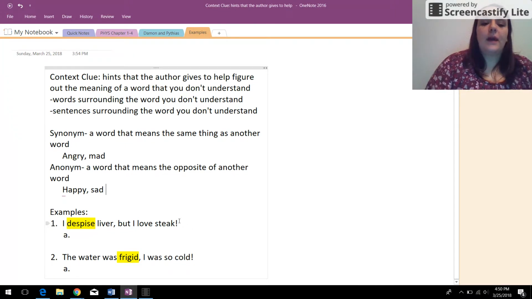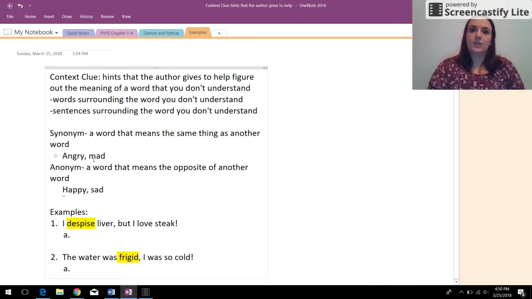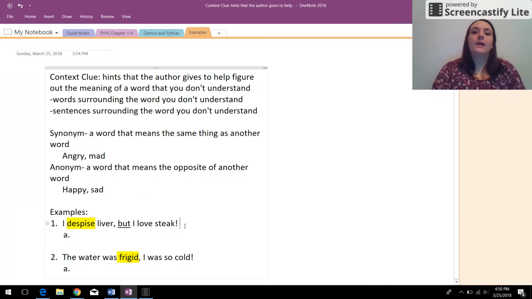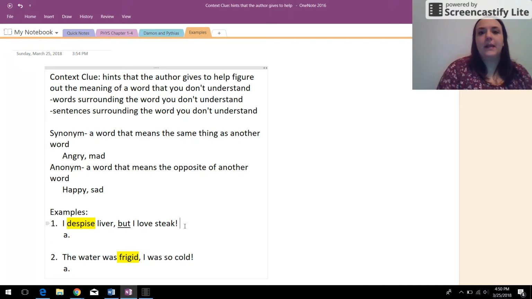Now, an example of an antonym context clue could be, "I despise liver, but I love steak." The word we're trying to figure out is despise. So, if we go back and reread, "I despise liver, but I love steak," we know that this word right here, "but," can mean that we're contradicting or going against what the second part of the sentence says. So the first part, I despise liver, but the second part is I love steak.